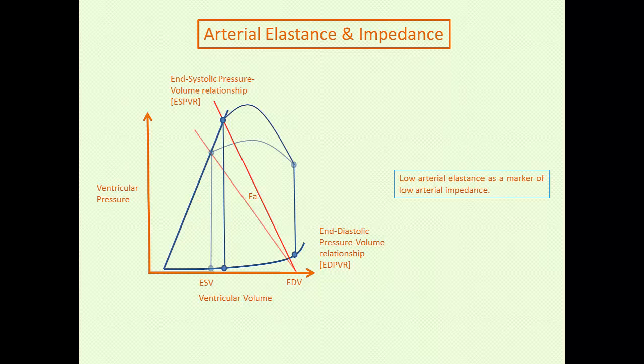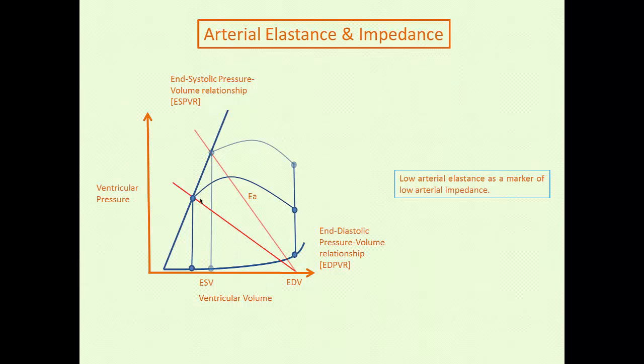Whereas low arterial elastance is kind of a marker of low arterial impedance. So that would be illustrated by this curve here, and this might be the patient you've just given nipride to, or the patient who's septic, where you've lowered their impedance either by lowering outflow resistance, or by actually raising the compliance of the arterial bed.